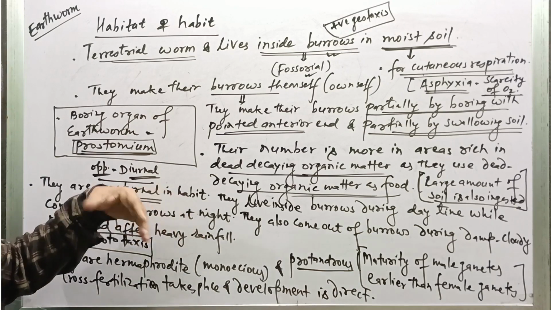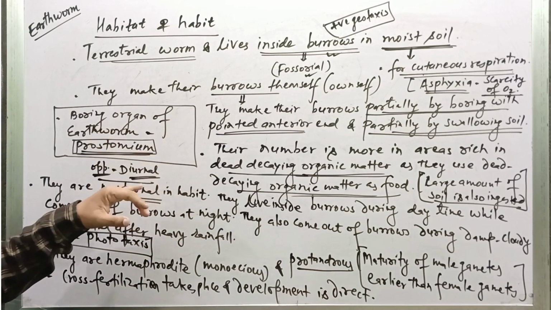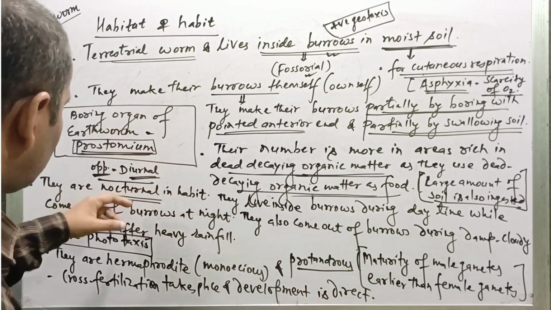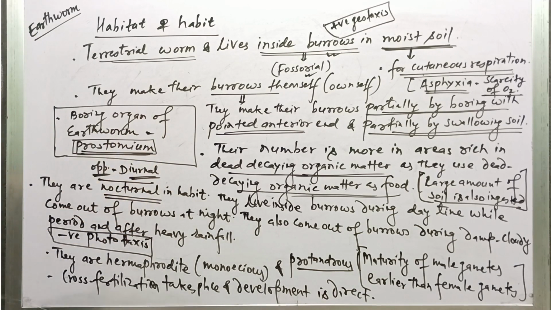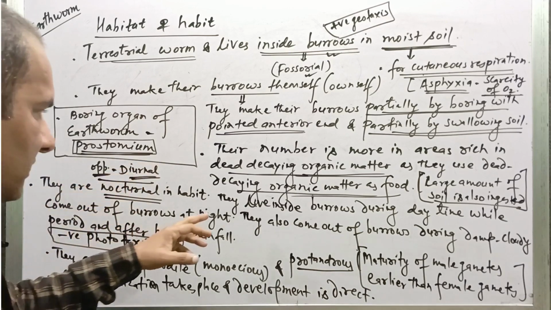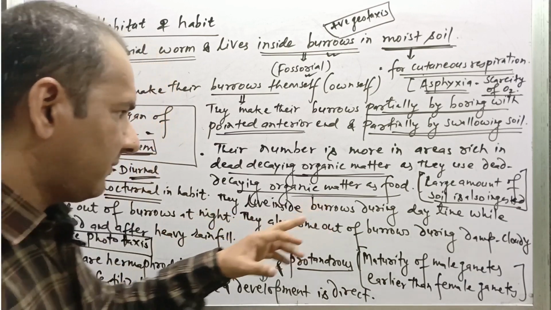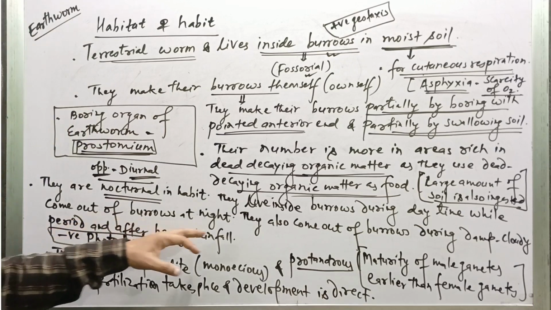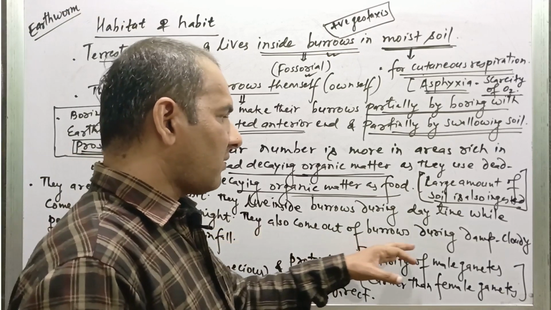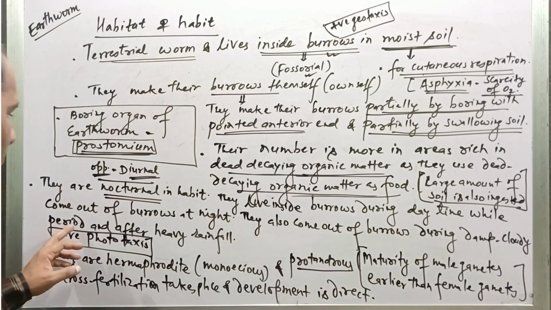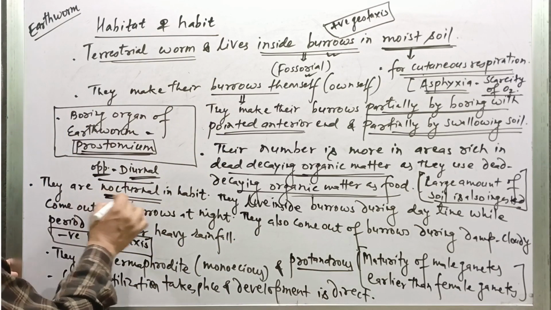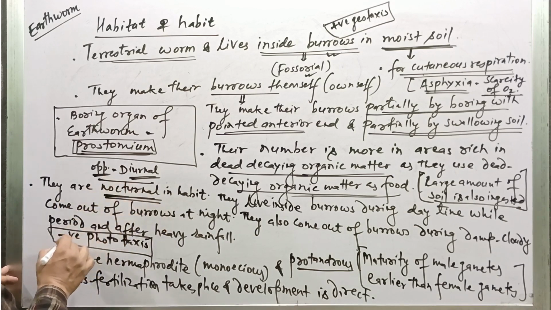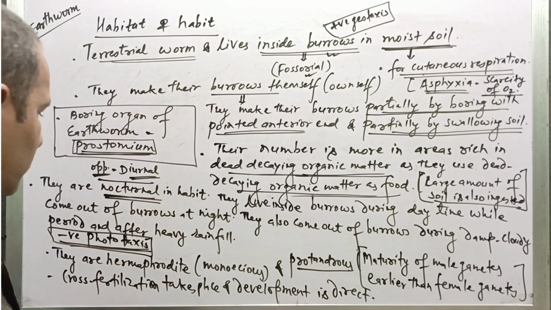Nocturnal means which remain active during the night time, and the opposite of nocturnal is diurnal, and diurnal means which remain active during the daytime. Now after that, they live in burrows during the daytime while they come out of burrows at night. They also come out of burrows during damp cloudy periods and after heavy rainfall. From this habit we came to know that it shows negative phototaxis.